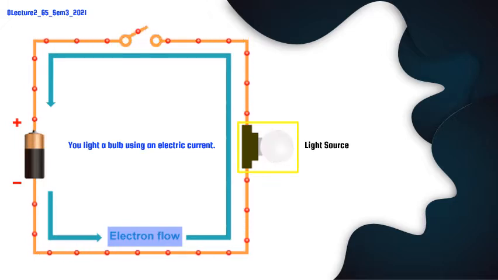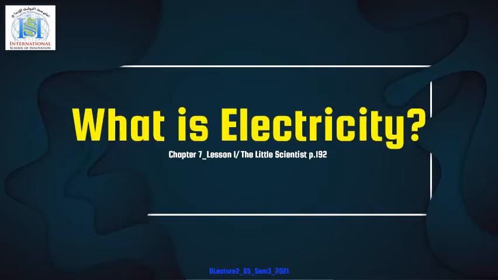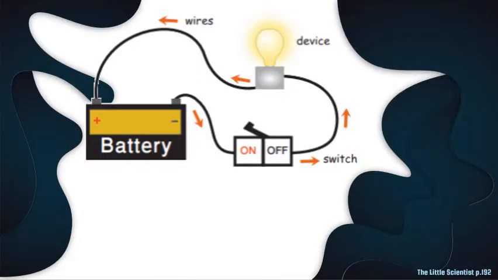So you know now that today's lesson is about electricity. Again, what is electricity? It is the energy that we get when electrons flow from place to place. In order for electricity to flow, for the electric current to happen, you will need a closed path called a circuit.